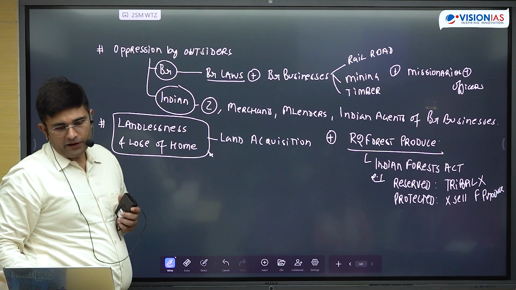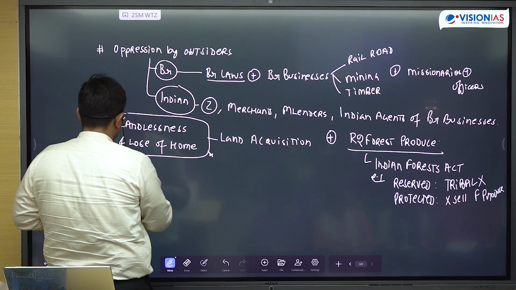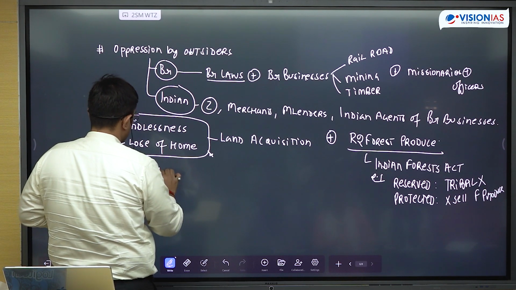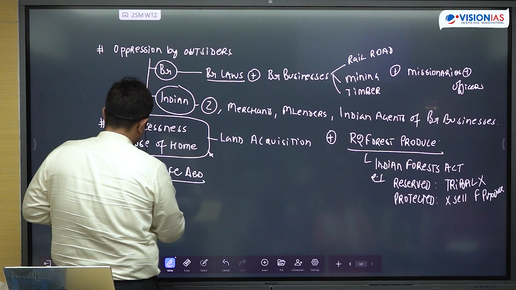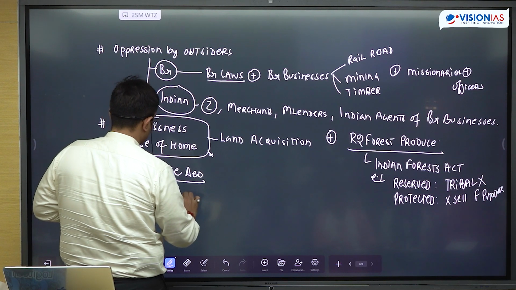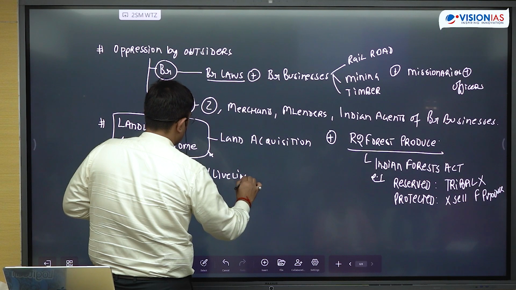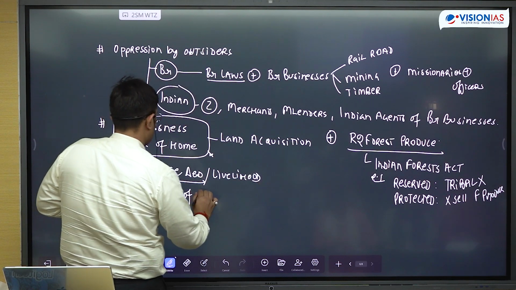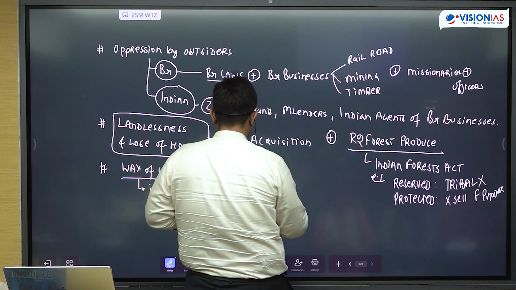Then another component that you can mention is the impact on livelihood or way of life. Their way of life changed. How? Because of the influx of outsiders and British laws.